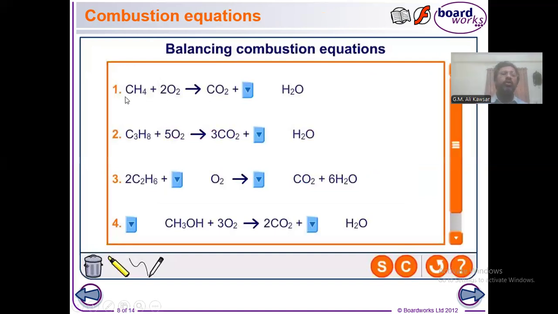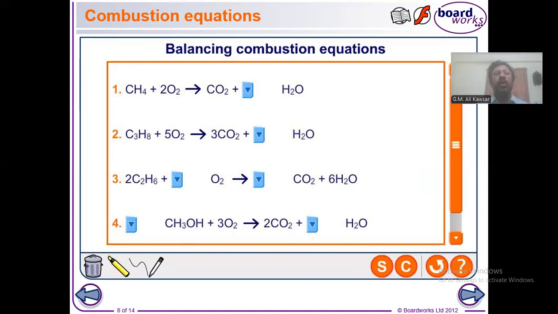Okay, so here you see that methane is burnt in oxygen, propane is burnt, then ethane is burnt also. In the last one, methanol is burnt in oxygen. In every case, we get carbon dioxide and water. Here the balancing is very important.